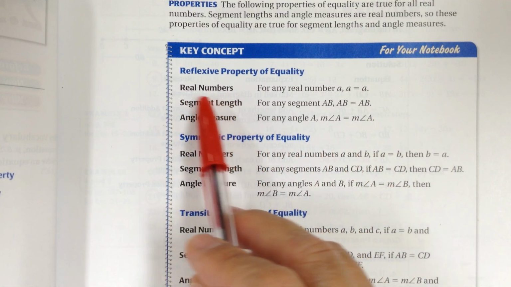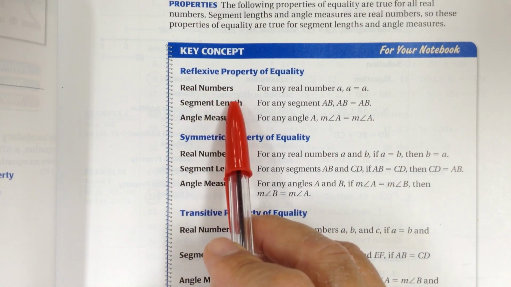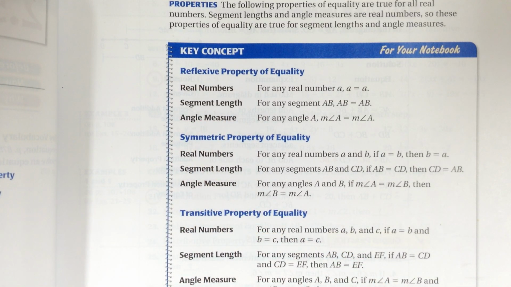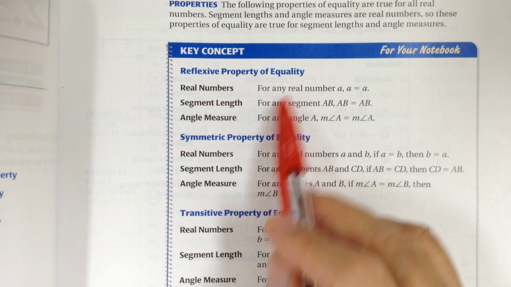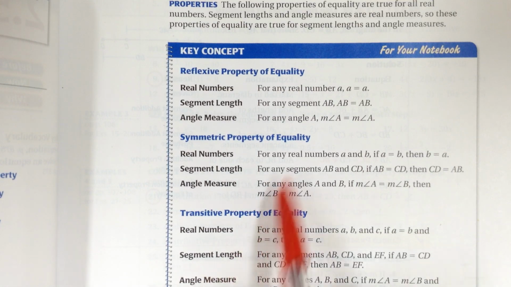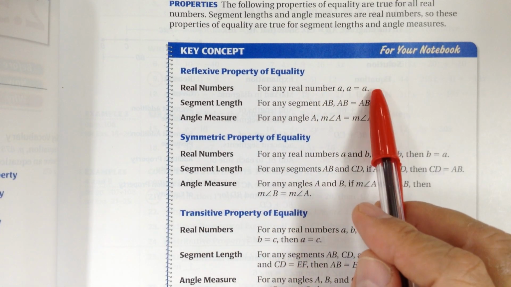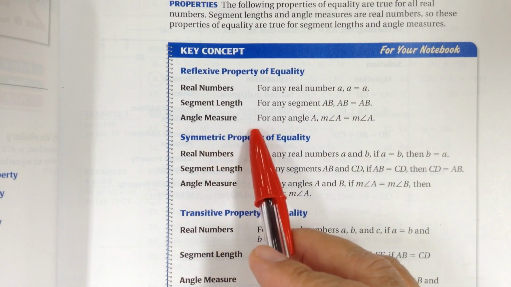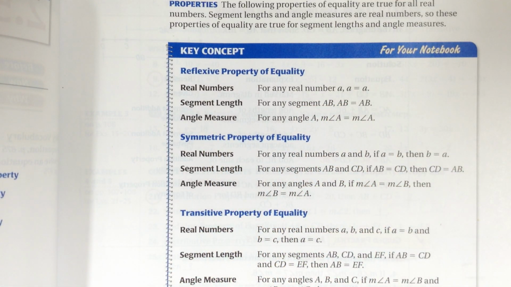So this is talking about the number, then the segment, and then the angle. They're just different dimensions, but the property works the same. The reflexive property says something will equal itself. A number will equal itself, a segment will equal itself, and an angle will equal itself.